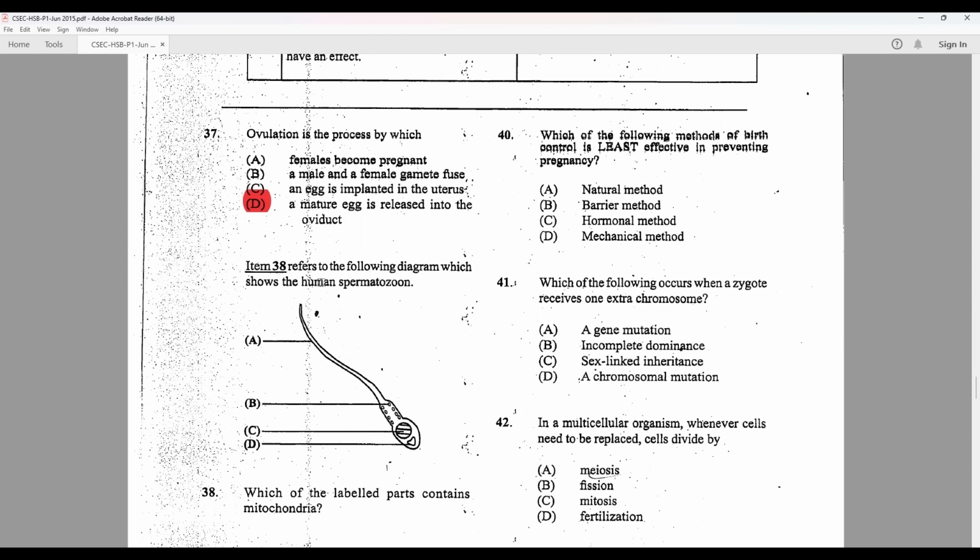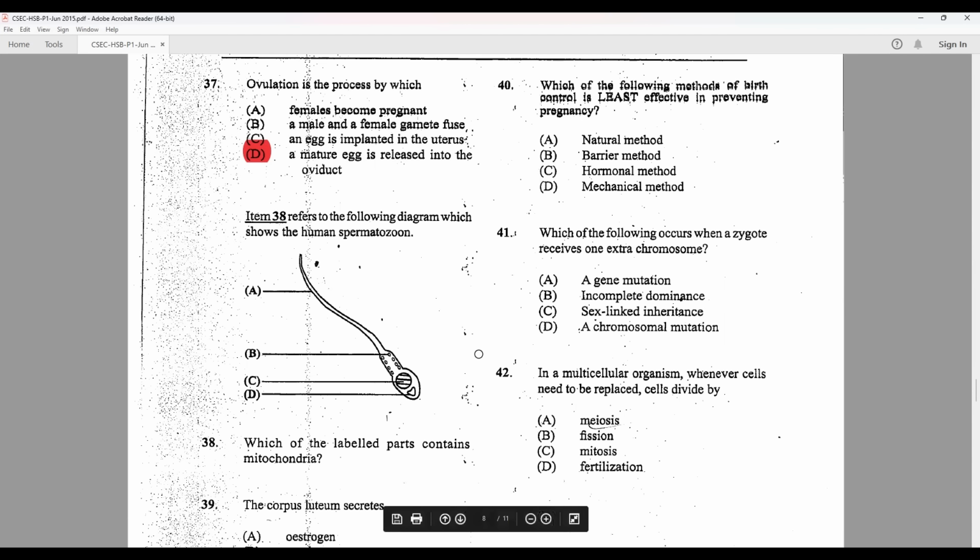Number 38 refers to the following diagram, which shows the human spermatozoa. We have A, B, C, and D labeling of the sperm, and they ask which of the labeled parts contain mitochondria. You know mitochondria is responsible for energy, and the part that requires a lot of energy is the tail for swimming. So you need to feed energy into the tail, and these little balls in the diagram is the answer. C is the nucleus and D is a little vacuole.